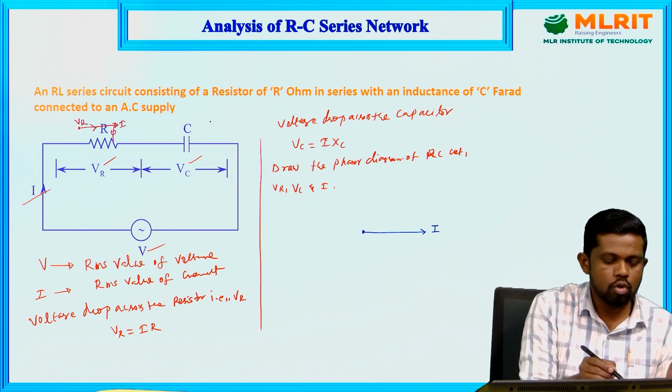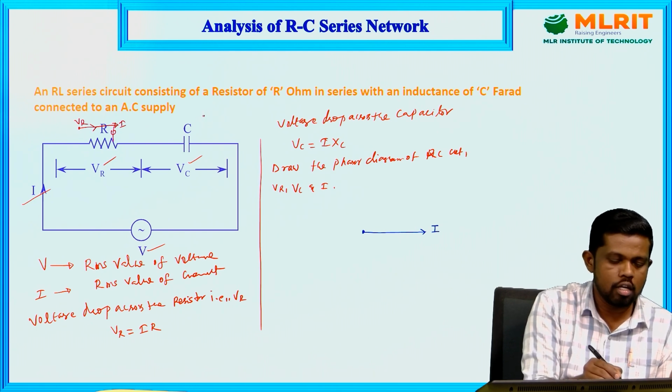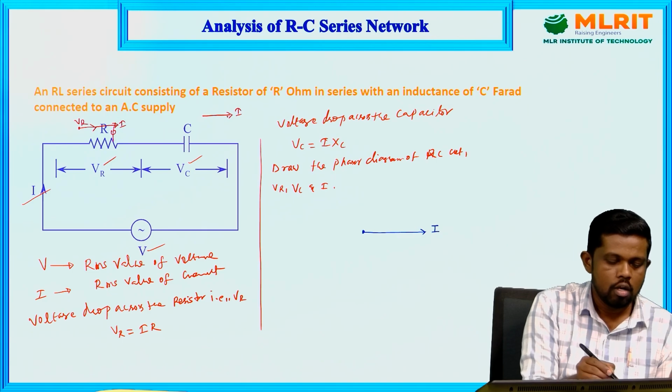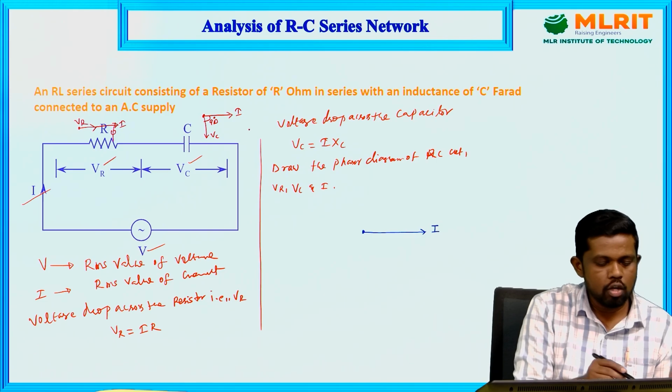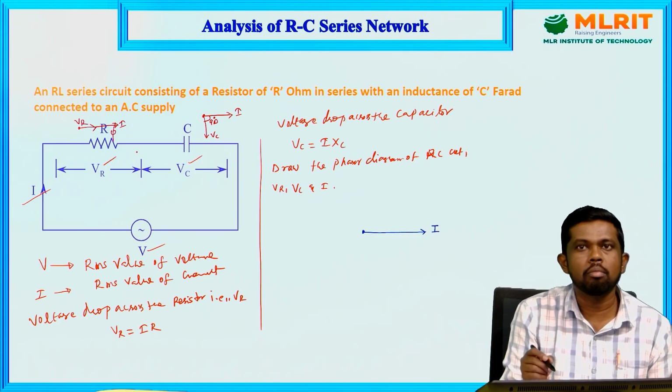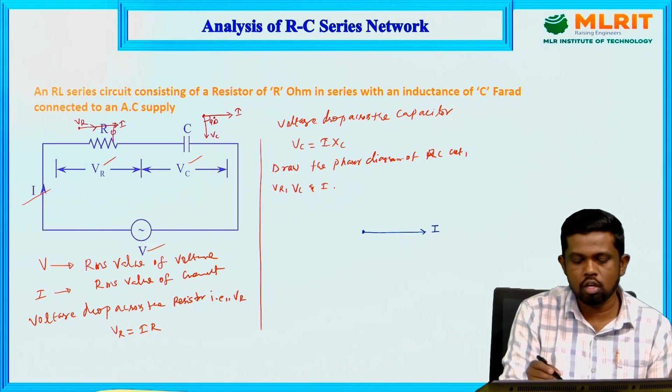If it is a pure capacitor, the current is the reference one. This is the I, and with reference to the current, the voltage across the capacitor lags behind the current at an angle of 90 degrees. It is already discussed in the pure capacitor case. So we need to merge these two into a single phasor diagram. That is the phasor representation of the RC circuit.